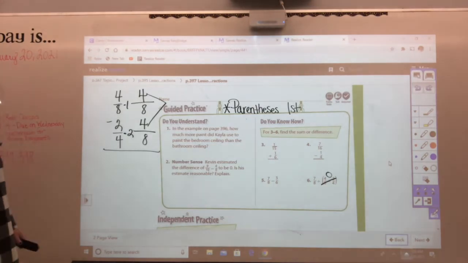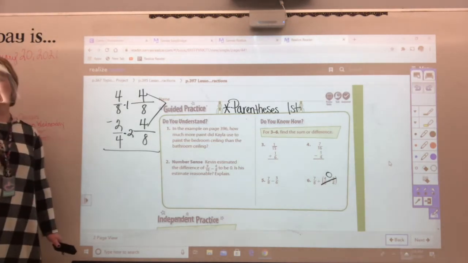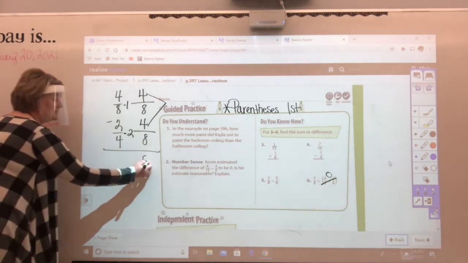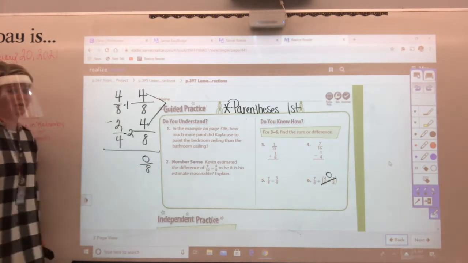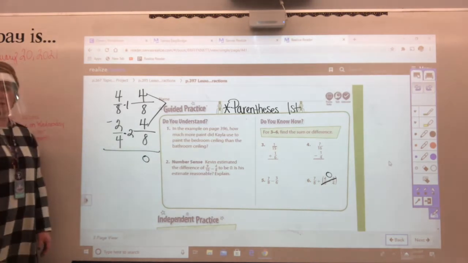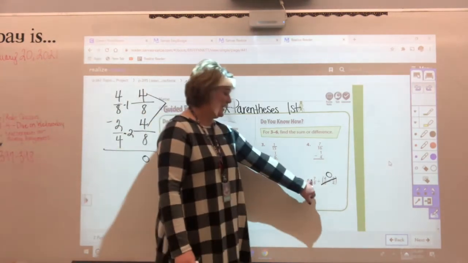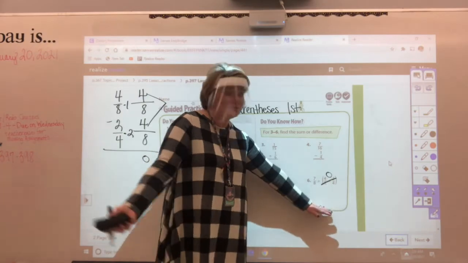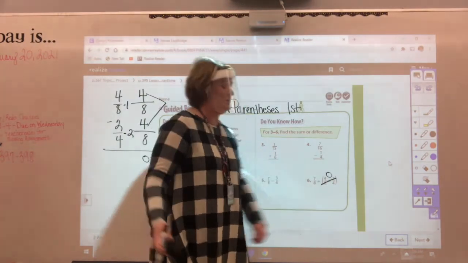Now let's talk about that. Sometimes people write this and it's wrong, wrong, wrong. Some people put a 0 over 8. You don't write it like that. You just write 0, okay? So if I have 7/8 and I add nothing to my 7/8, what do I end up with? 7/8. There's your answer.